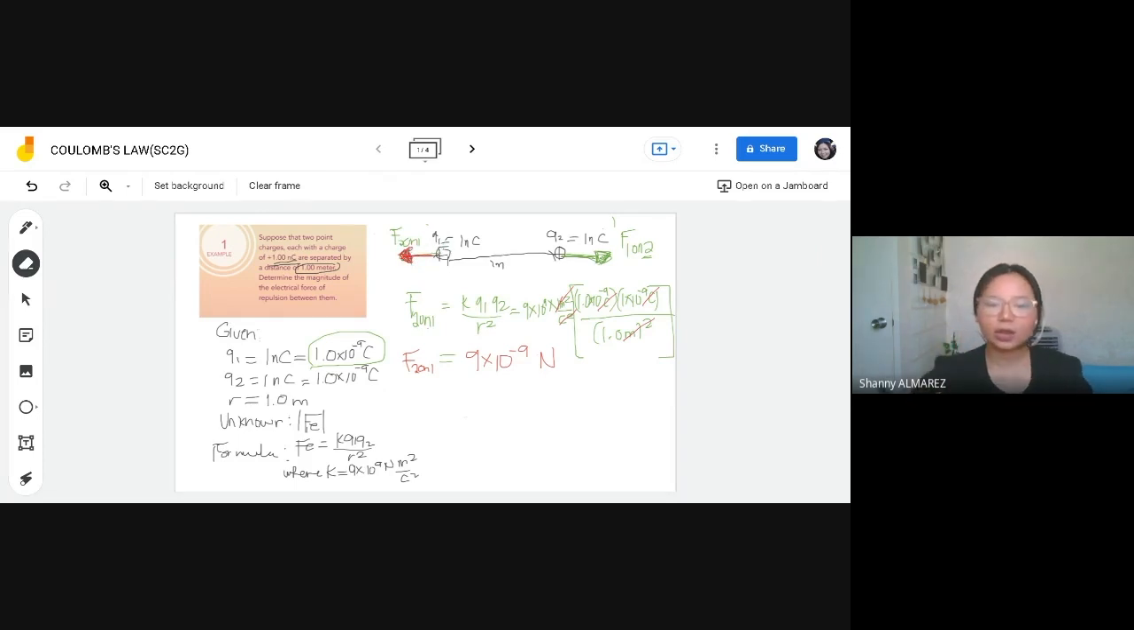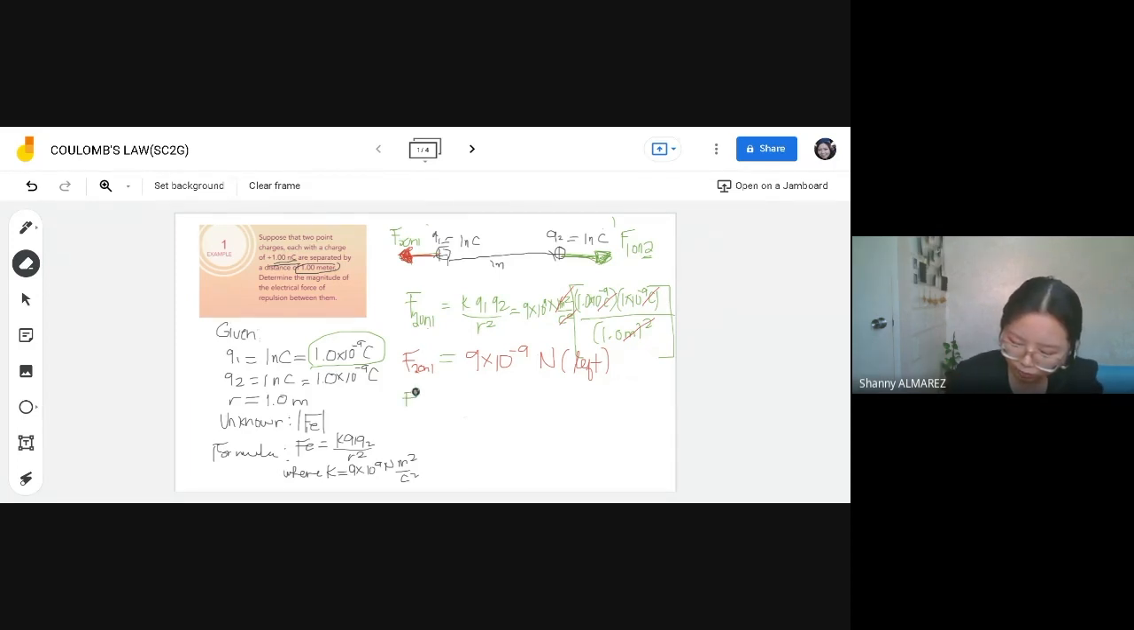So, what is the direction? If we are interested in the direction of this particular force, go back to the illustration and check. Pasaan ba siya? You will write right or left. Okay? Since it's going to the left because of the effect of the second charge, you indicate left.